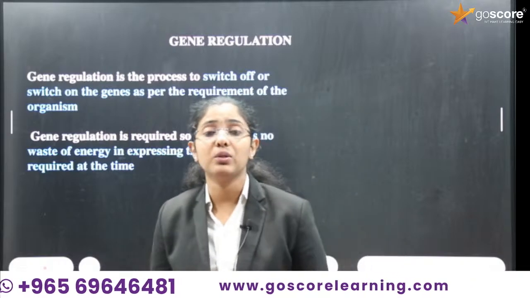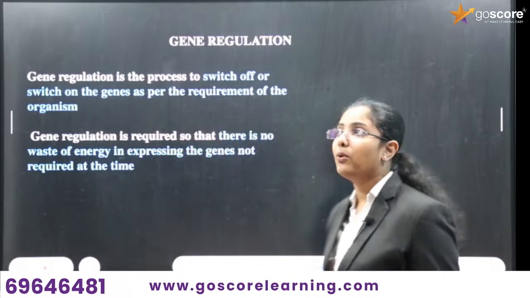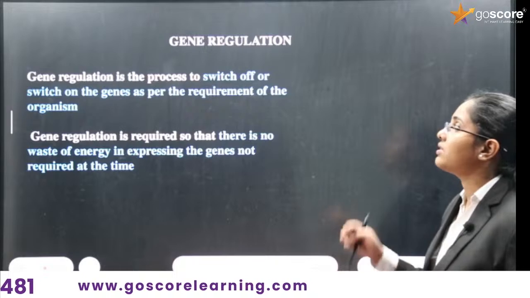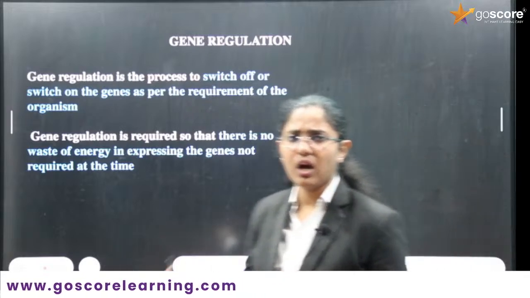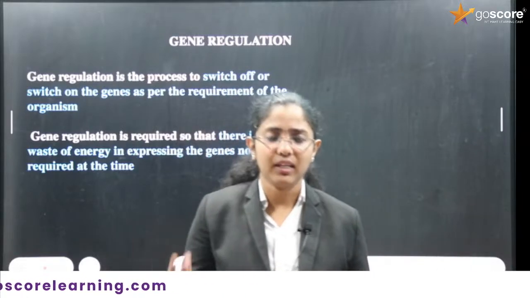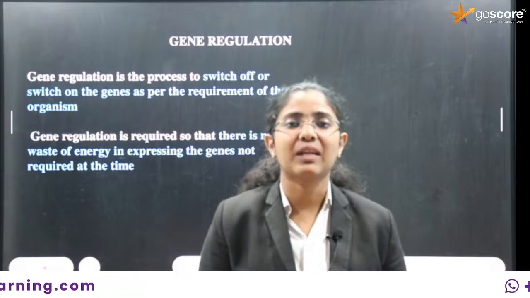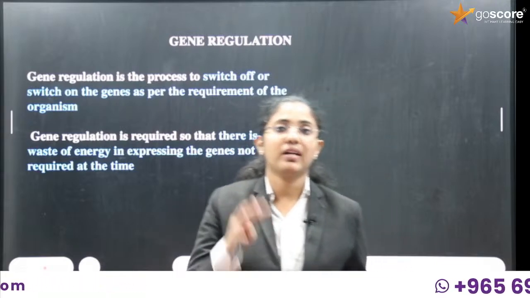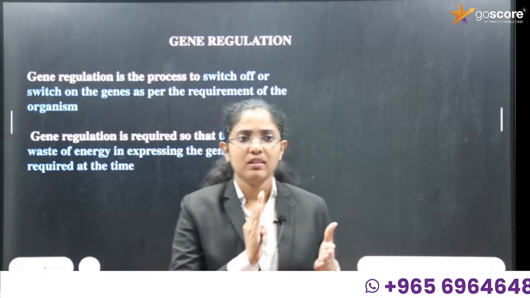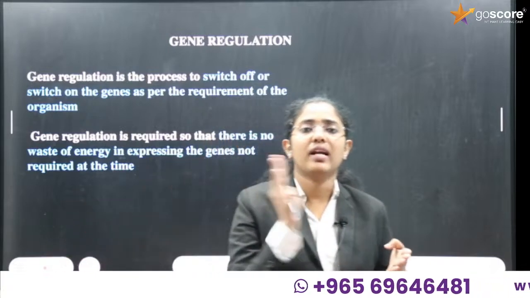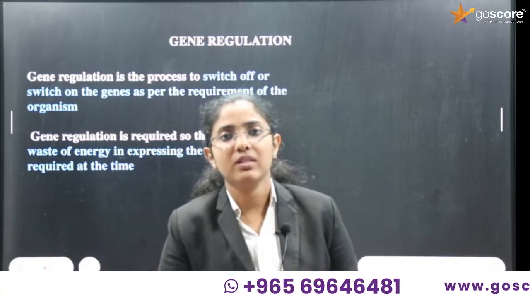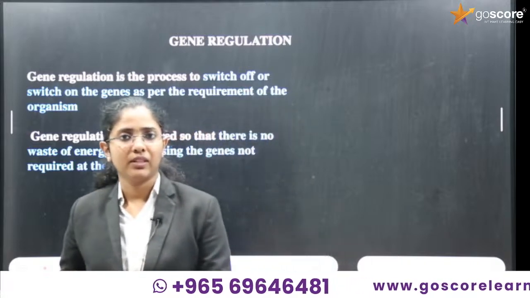We can consider prokaryotes as polycistronic, right? So how can the gene be regulated? It can be regulated in a transcriptional way. If transcription is stopped, the gene is regulated. If transcription is stopped, what happens to translation also?